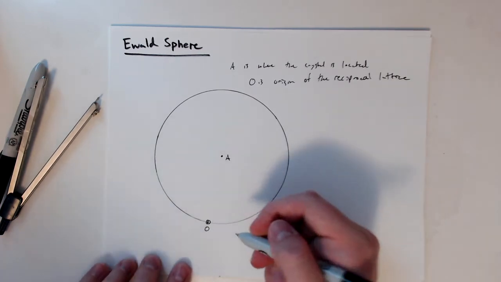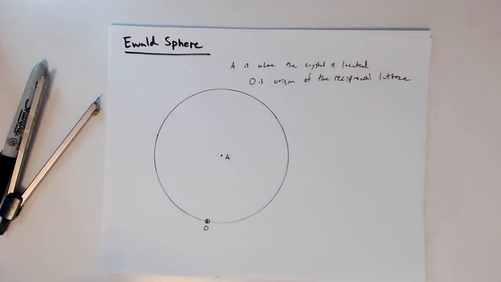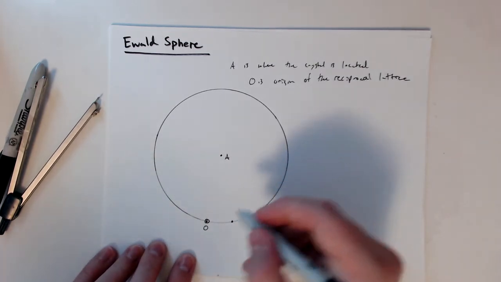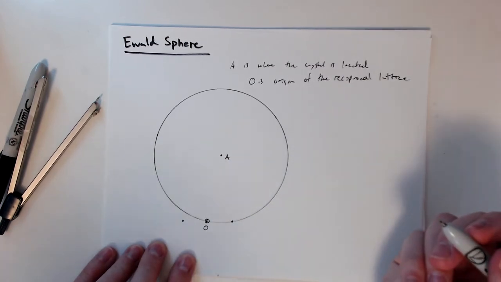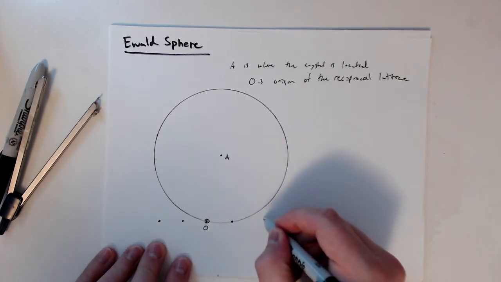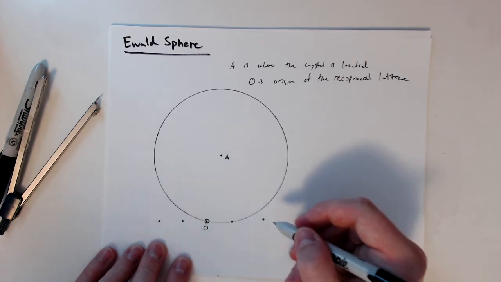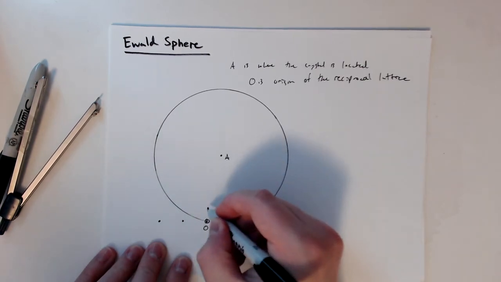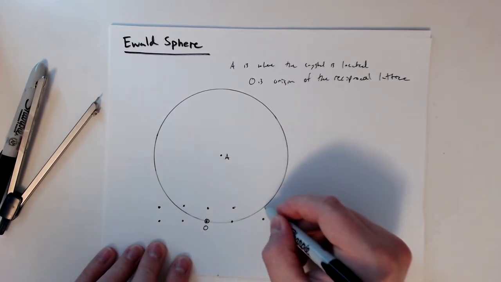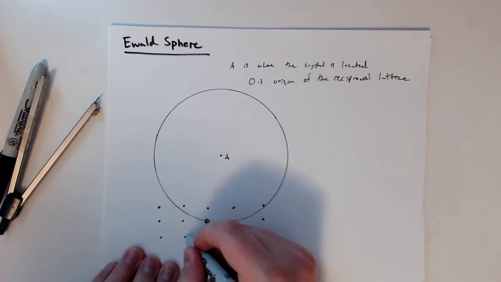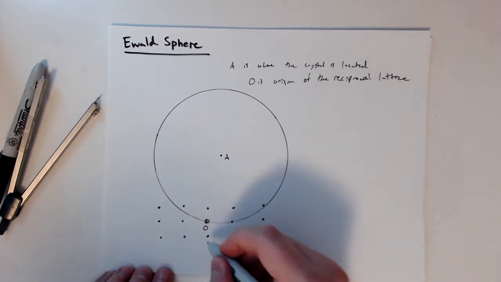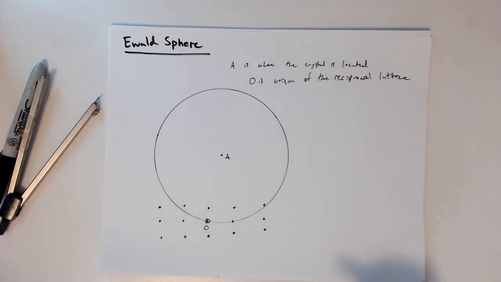I can draw in what this reciprocal lattice might look like, just an example here. Let's say I've got points away from the origin. These are all reciprocal lattice points, trying to do my best to make sure it's a real lattice. Those are the points of my reciprocal lattice.